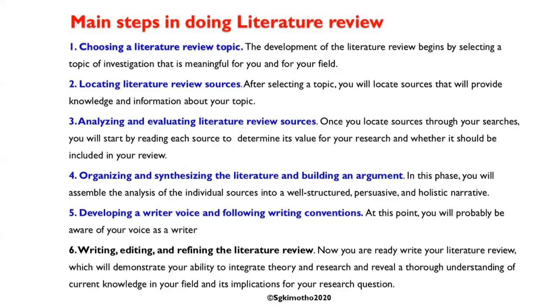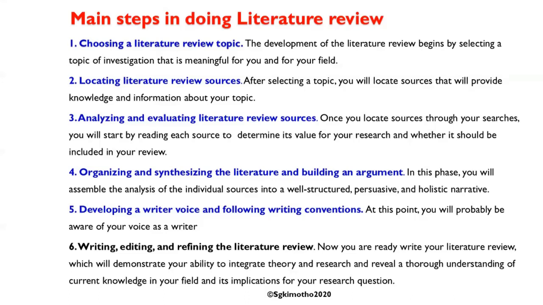Let us talk about the main steps in doing a literature review. Step number one is choosing the literature review topic. What do you want to review? And once you understand that, you now look at where you get the material. Of course, you get the material from databases. And then the third point is analyzing and evaluating literature review sources. Are they legitimate? And then organize and synthesize the literature and build an argument.